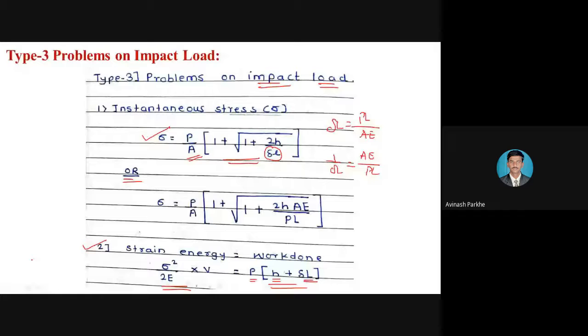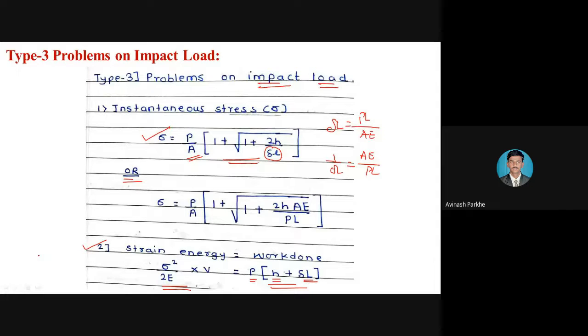Okay. So in the last lecture, we covered the problems based on type number 2, that is problems based on kinetic energy. That means how the kinetic energy is useful to find the stress and the elongation. So there is a basic difference between type number 1 and type number 2. In type number 1, what are the problems we have solved?